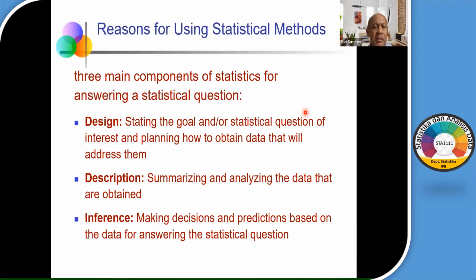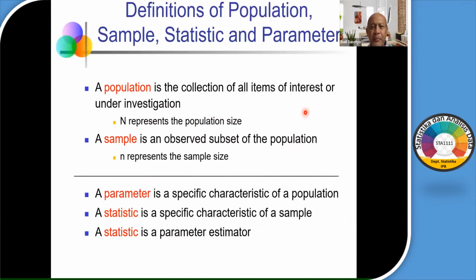And then that means the first step is designing, after the description, and then after that inference. Inference is for making decisions and predictions. Okay, so now we are talking about the concept of population and sample. The four words in this slide: population, sample, parameter, and statistic.